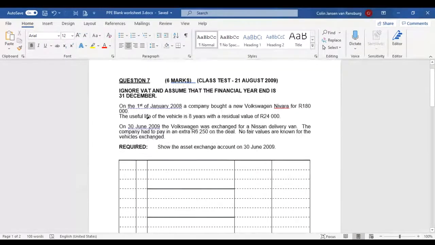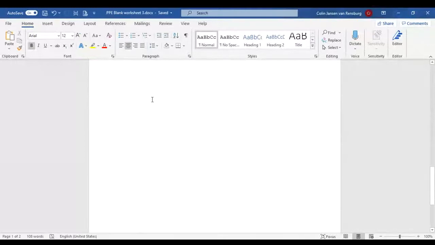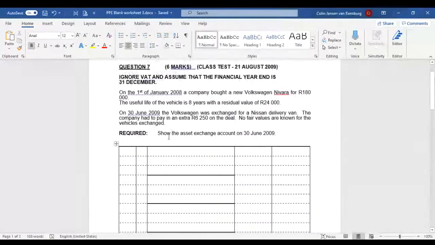Let's maybe just first see what is required of us. There we go. Show the asset exchange account on the 30th of June 2009. Sipukazi, that is your question, isn't it? The asset exchange account? Okay, thank you. Right. So the asset exchange account. So let's go and read through the question, and then before we actually answer the question, I just want us to go through the basic principles as well.